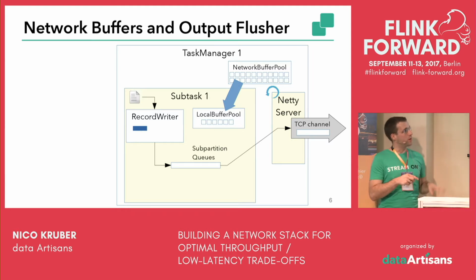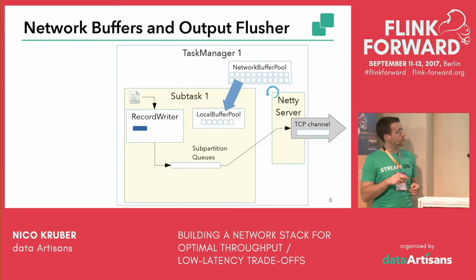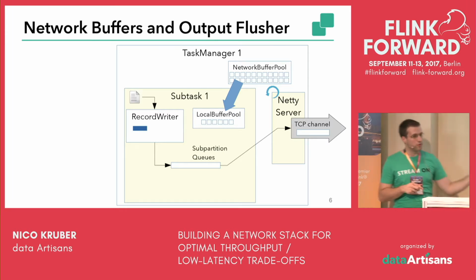So we do have one global buffer pool, the network buffer pool, on each task manager. And then each subtask gets its own local buffer pool that basically reserves some of the buffers from the global one and offers them to the subpartition queues. Whenever we have a record coming in, we serialize it into bytes, and then we want to send them through in buffers of a specific size. The memory segment default size is 32 kilobytes, and we basically slice this serialized byte array up into buffers of this size.